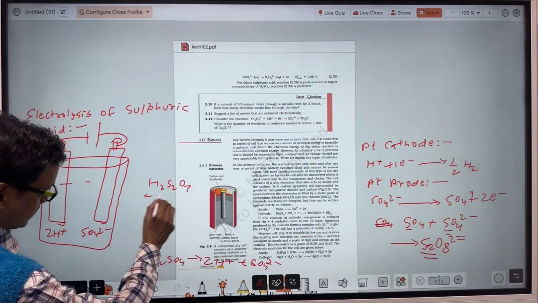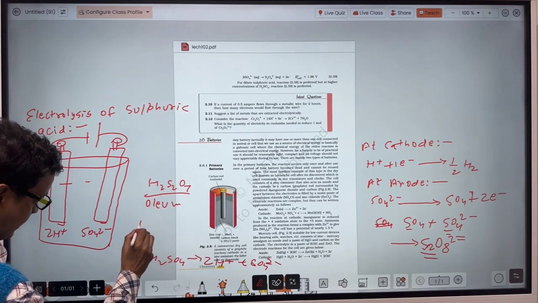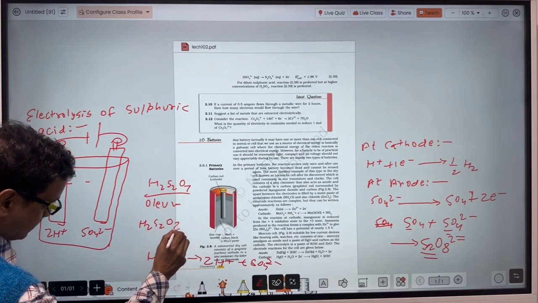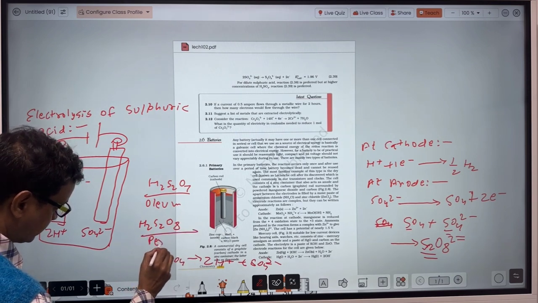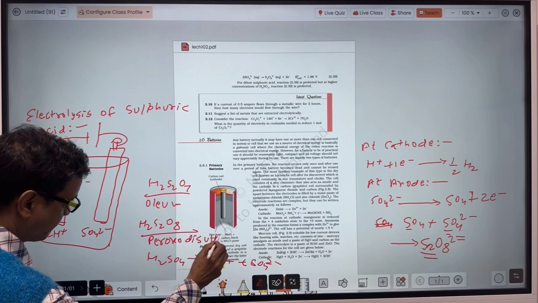H2S2O7 is called oleum, and H2S2O8 is called peroxodisulfuric acid.